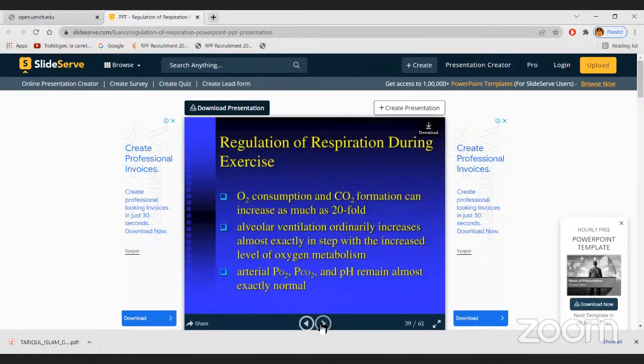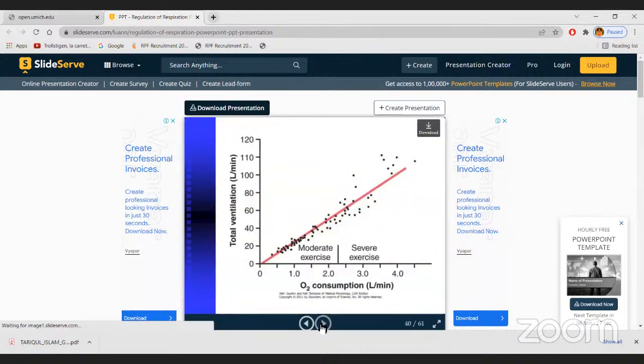So then next one, the regulation of respiration during exercise. Oxygen consumption and carbon dioxide formation can increase as much as 20-fold. The alveolar ventilation ordinarily increases almost exactly in step with the increasing level of oxygen metabolism. Arterial pressure of oxygen, pressure of carbon dioxide and pH remain almost exactly normal. So this is the consumption of oxygen during exercise, moderate exercise, then severe exercise.